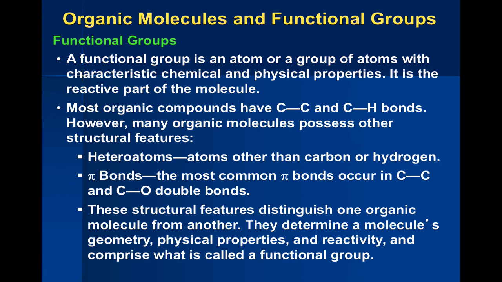But you can usually identify functional groups by looking for things that are other than carbon-carbon and carbon-hydrogen single bonds. Look for heteroatoms. That is atoms that are not carbon and hydrogen. So if you see an oxygen, a nitrogen, a sulfur, a chlorine, guess what? That's going to be part of a functional group. Look for pi bonds. Pi bonds are very common as part of functional groups. Find pi bonds, find heteroatoms, you find functional groups.